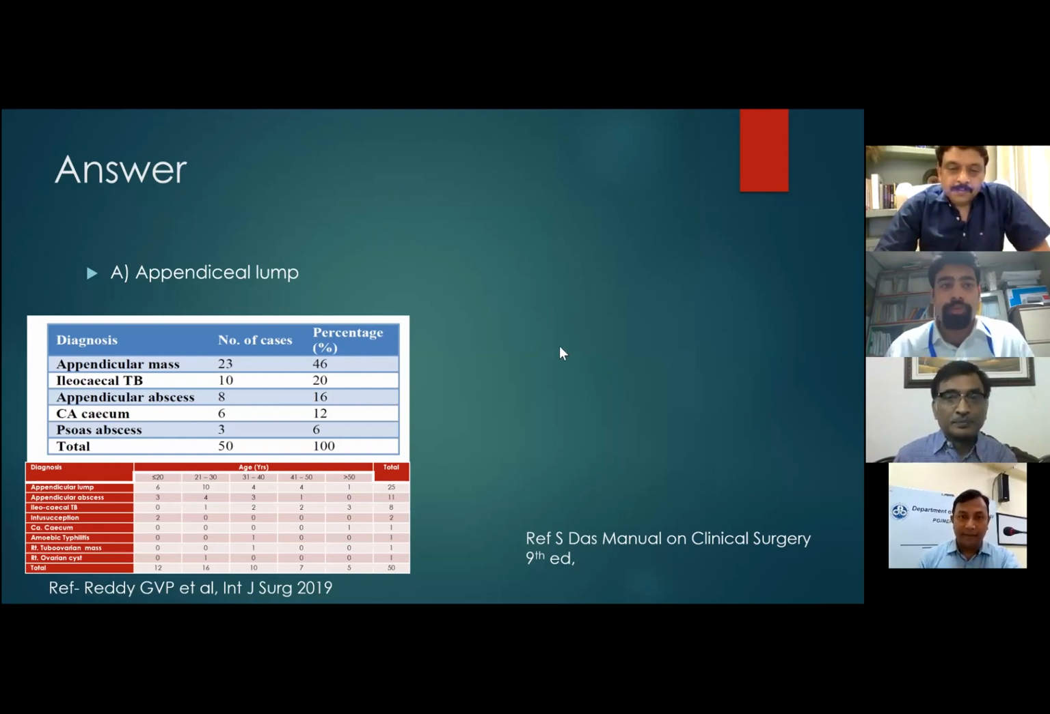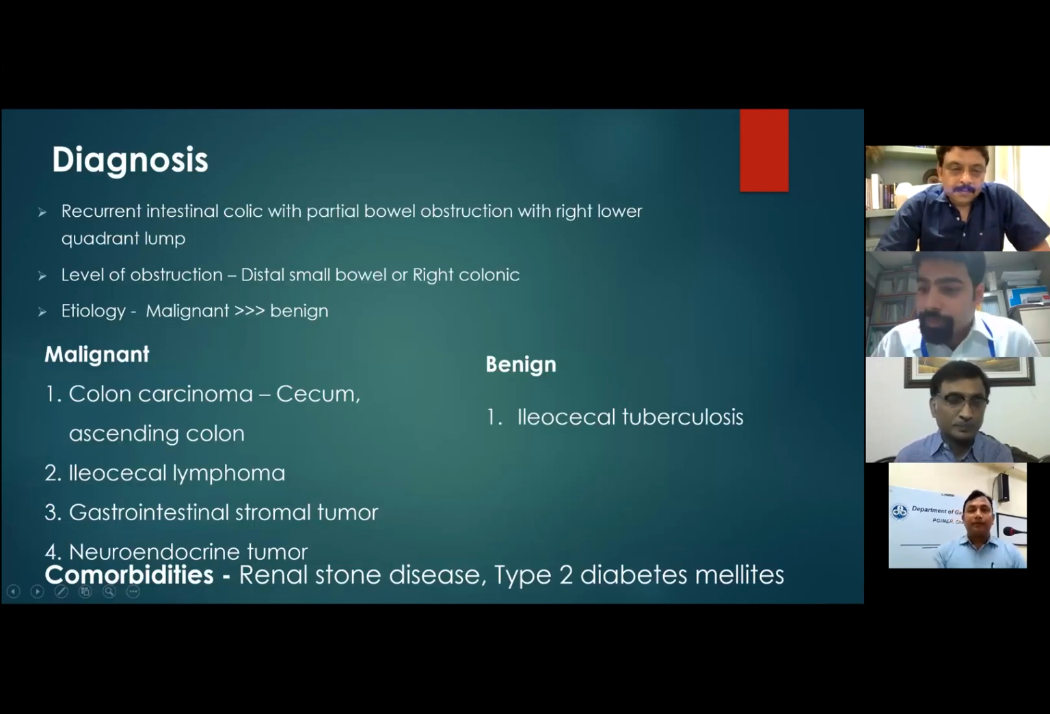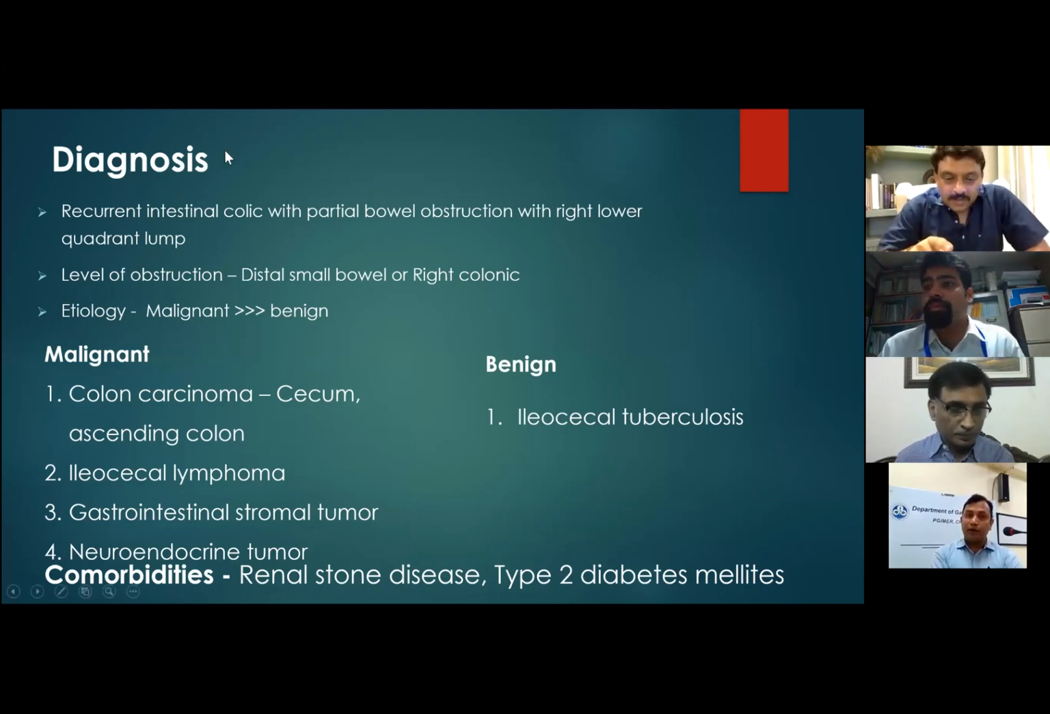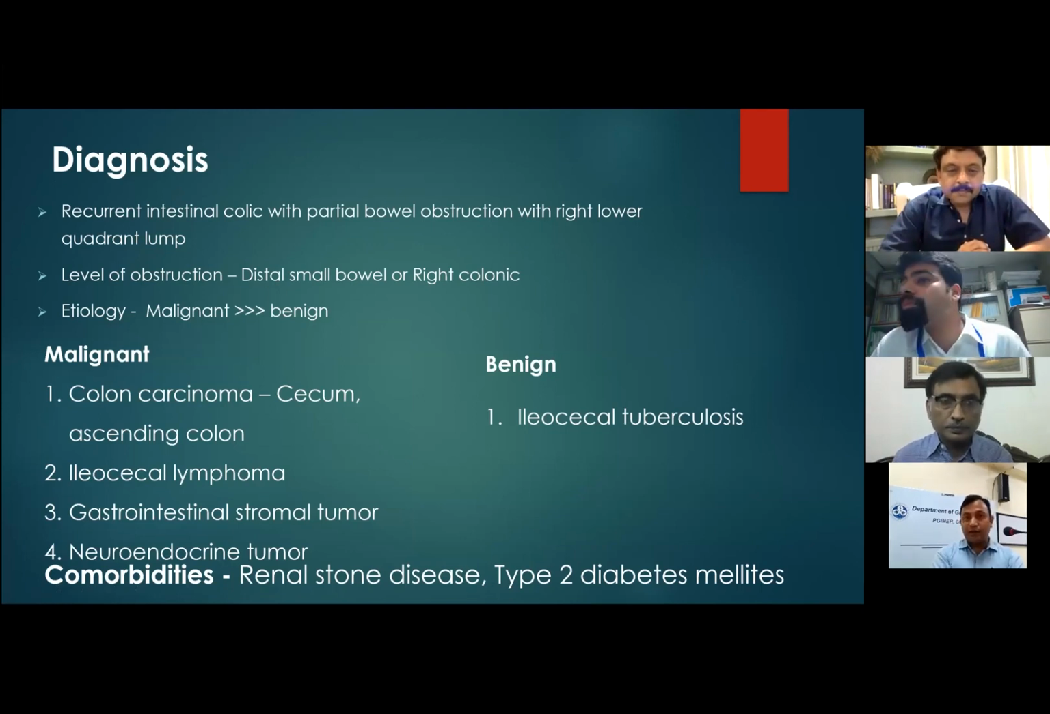So, Dr. Arup, please take over. To diagnose historically, we have a patient who is having recurrent intestinal colic with symptoms of partial bowel obstruction with a right lower quadrant lump, likely to be at the level of the distal small intestine or right colon. I would like to consider both possibilities, but still I will consider malignant etiology first over ileocecal tuberculosis.